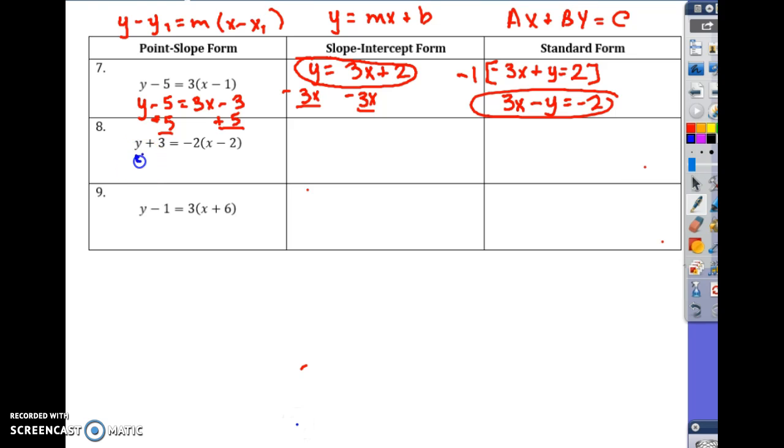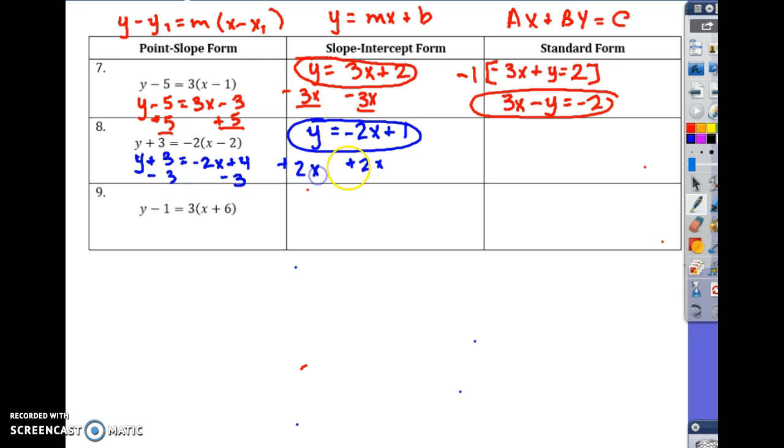So I'm going to distribute here. Y plus 3 is equal to -2x plus 4. Then I'm going to subtract 3 from both sides. In slope intercept form, I've got y is equal to -2x plus 1. And then to move to standard form, I'm just going to add 2x to both sides. And when I do that, I end up with 2x plus y is equal to 1, and I am done in standard form.